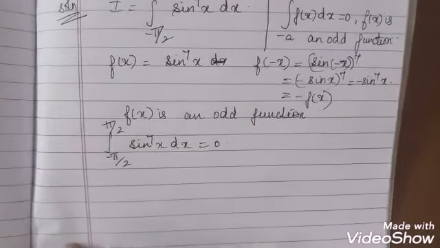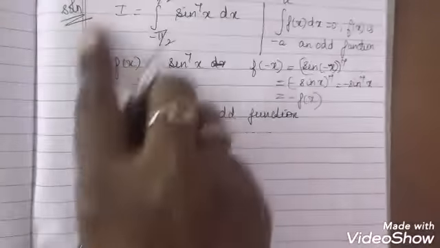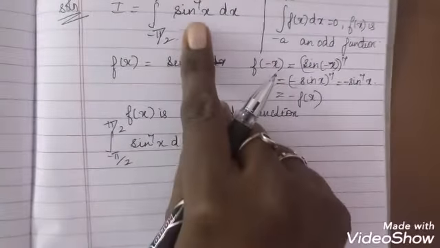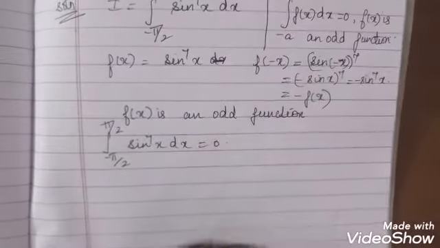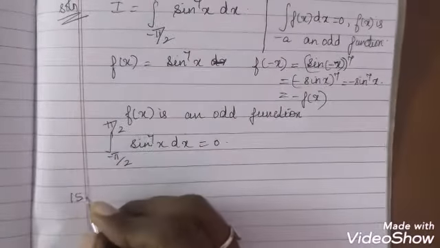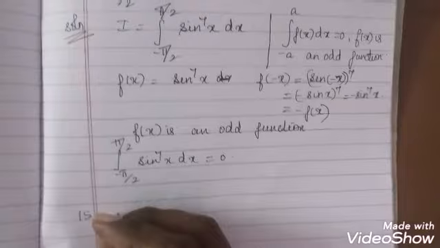You understood? Okay. So this is very easy, it's only a 2-mark question. Seeing this itself you must be able to identify whether it is an even function or an odd function, and then write the answer as 0. Okay. Now the next question.